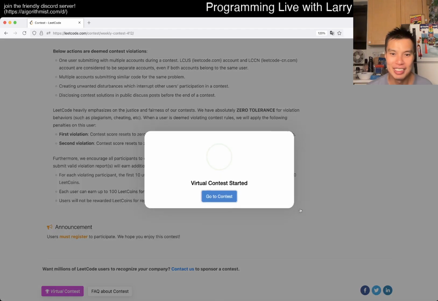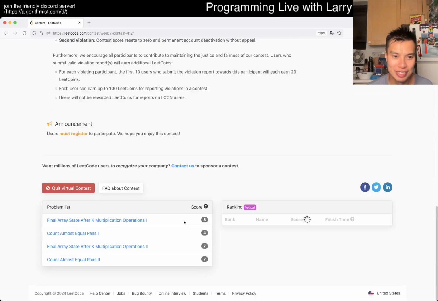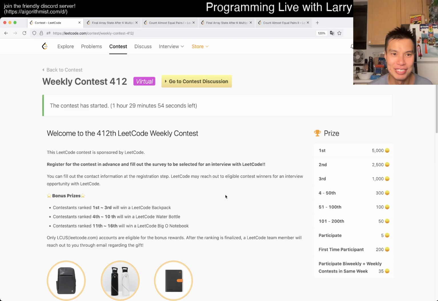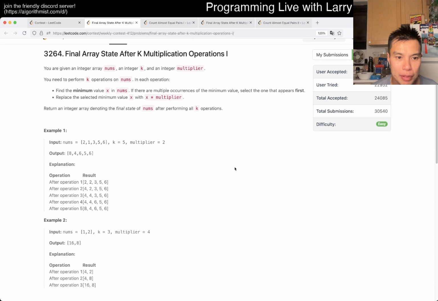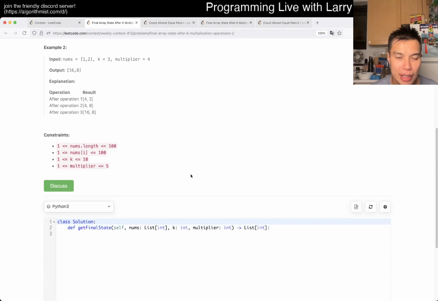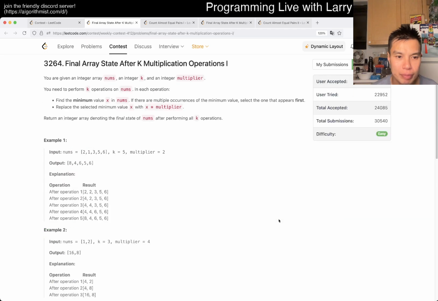Go! Two hard problems again? Oh. Alright, let's see. K operations on nums. Select the minimum x times, mod y. What is K? K is only 10. Okay, well.